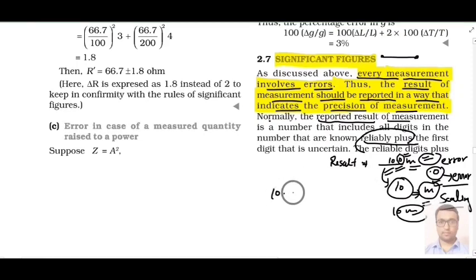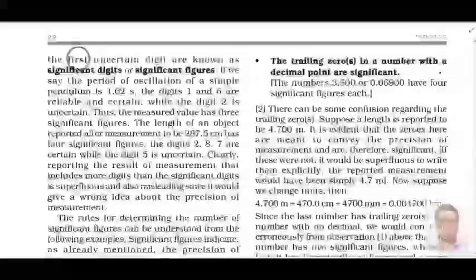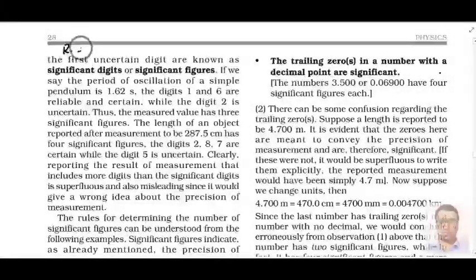After 10 meter, 10.1 may be your answer, 10.2 may be your answer. So we can say that 0.1 meter or 0.2 meter, this much error is possible, and this is our uncertain number. Together, the reliable digits and the first uncertain digit are called significant digits, or significant numbers, which have a particular meaning. You will understand it with the help of an example.